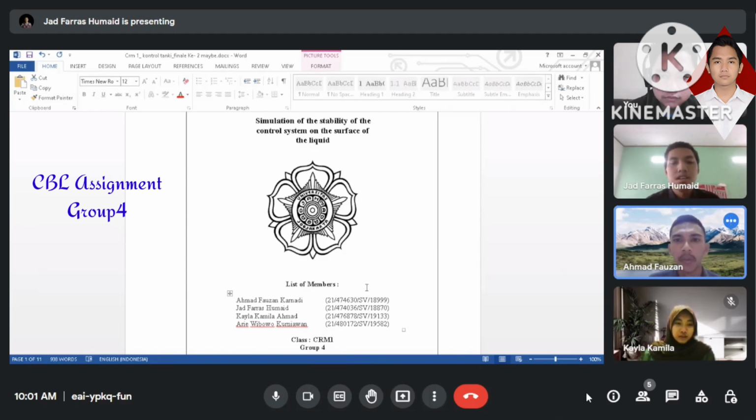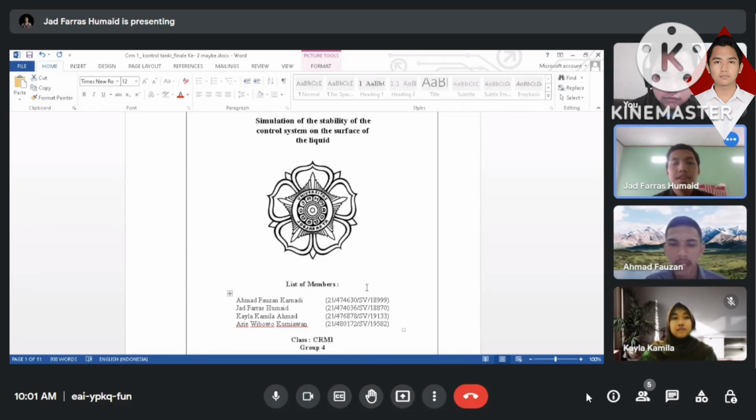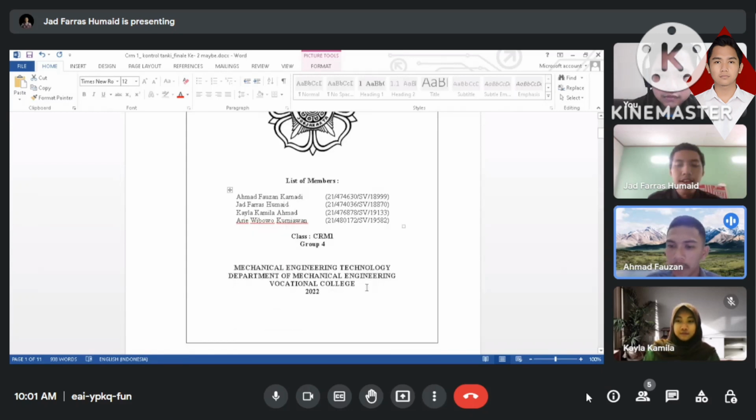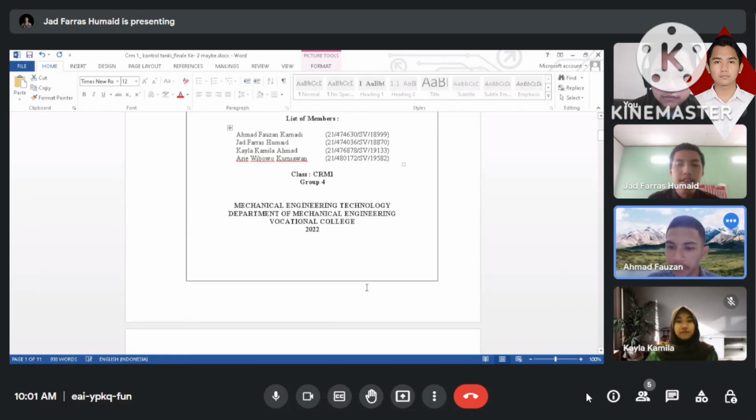In our group, we will explain about simulation of the stability of the control system on the surface of the liquid. In Group 4, we have a member. My name is Ahmad Fauzan Karnadi, and the members are Jad Farras Humaid, Kayla Kamila Ahmad, and the last member is Arie Wibowo Kurniawan. We are from GRM1.